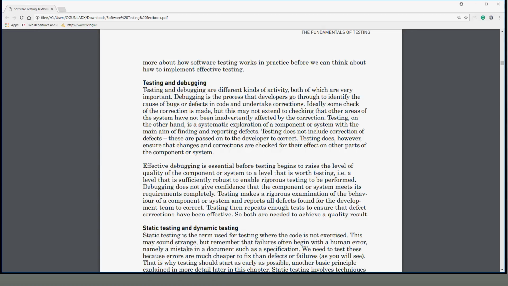So testing is not debugging. Testing is to verify or ascertain that the code meets the requirements. And the most important point of testing is to improve the quality of the application. It's not the same thing as debugging.